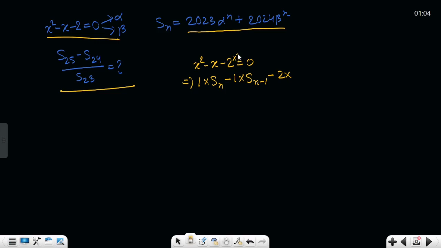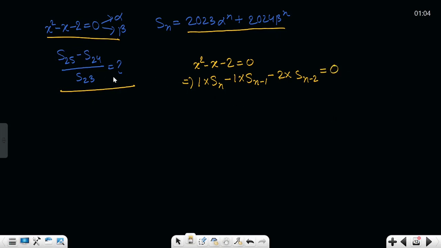So you will replace this 1. Remember this one, not the whole constant term. Remember, we need to substitute this 1 which is multiplied with this. Okay. And write the constant term as it is here, then multiply it by S n minus 2 is equal to 0.